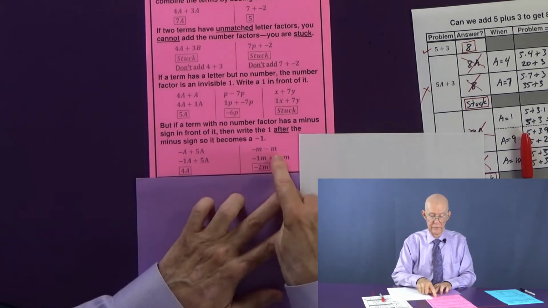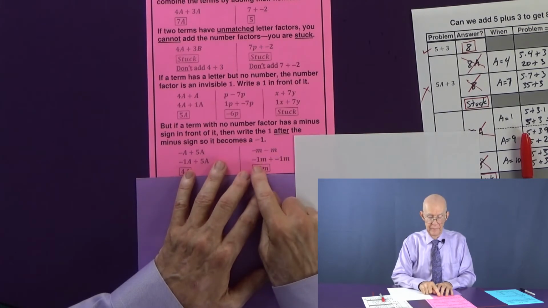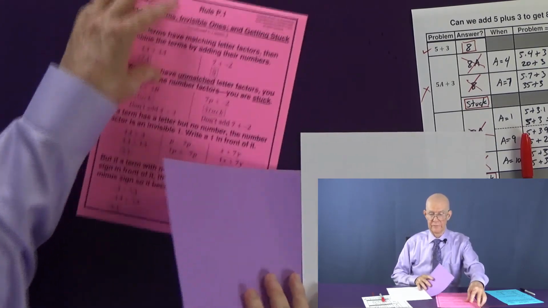Over here, the letters also match. They both have invisible 1s. And I'm going to put a plus sign between them there. So the 1s are going to go after the 2 negative signs. I have negative 1m plus another negative 1m is a negative 2m. Okay, so that's our rule.